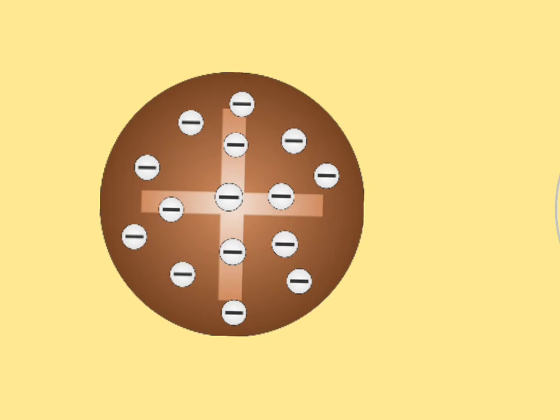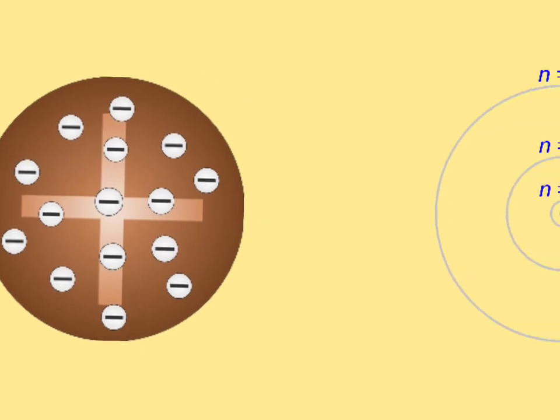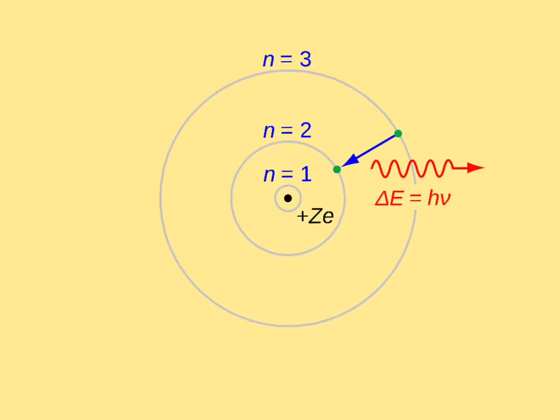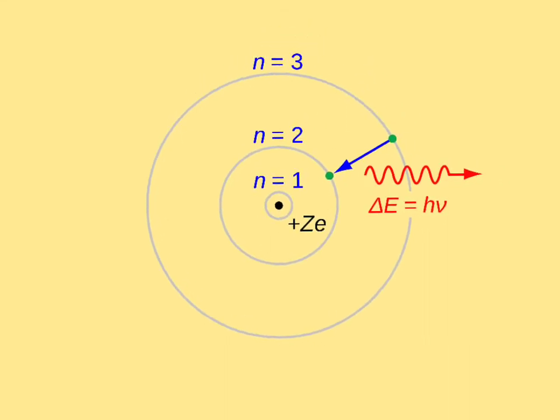Thomson had envisaged electrons sprinkled around the atom. Bohr built on that by using a model where electrons exist at specific energy levels. And the electrons shown in green here can transition between the levels, but this would require a change in energy.